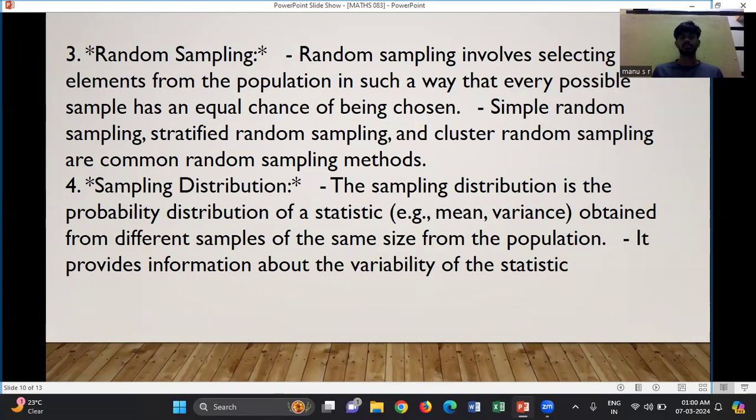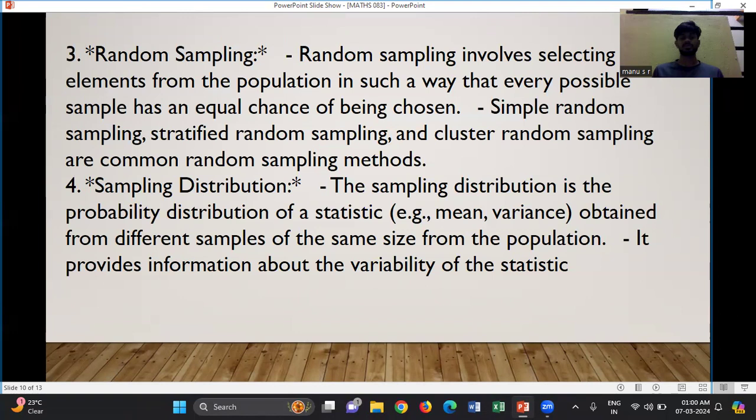Random sampling. Random sampling means selecting the elements from the population in such a way that every possible sample has an equal chance of being chosen. Simple random sampling, stratified random sampling, and cluster random sampling are common random sampling methods.